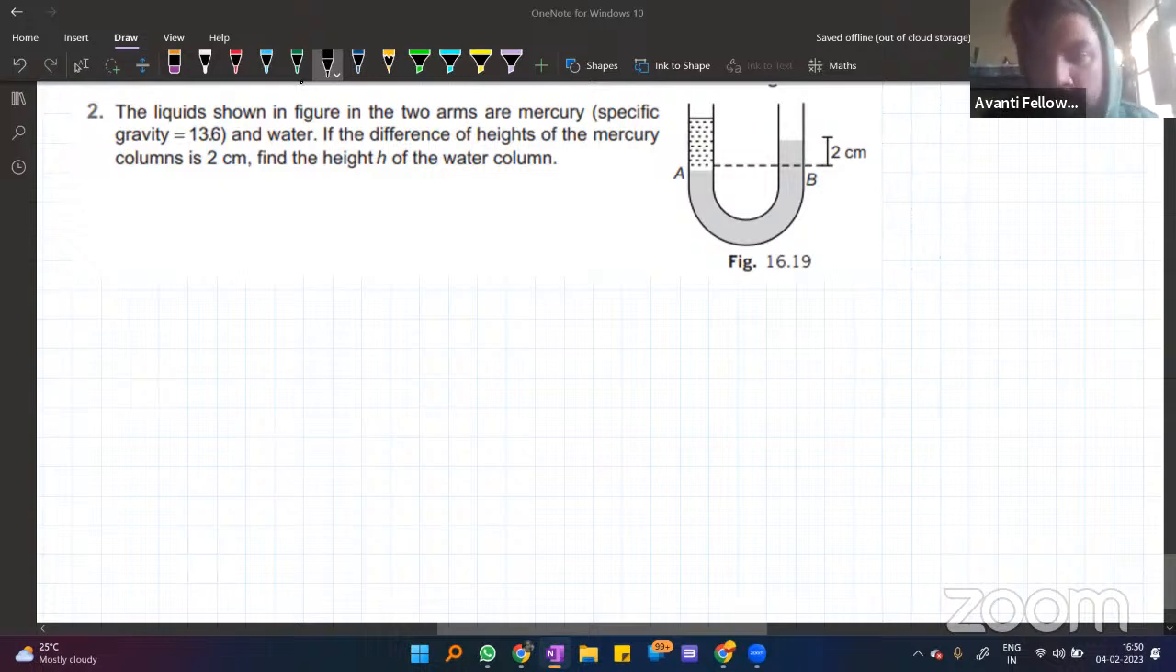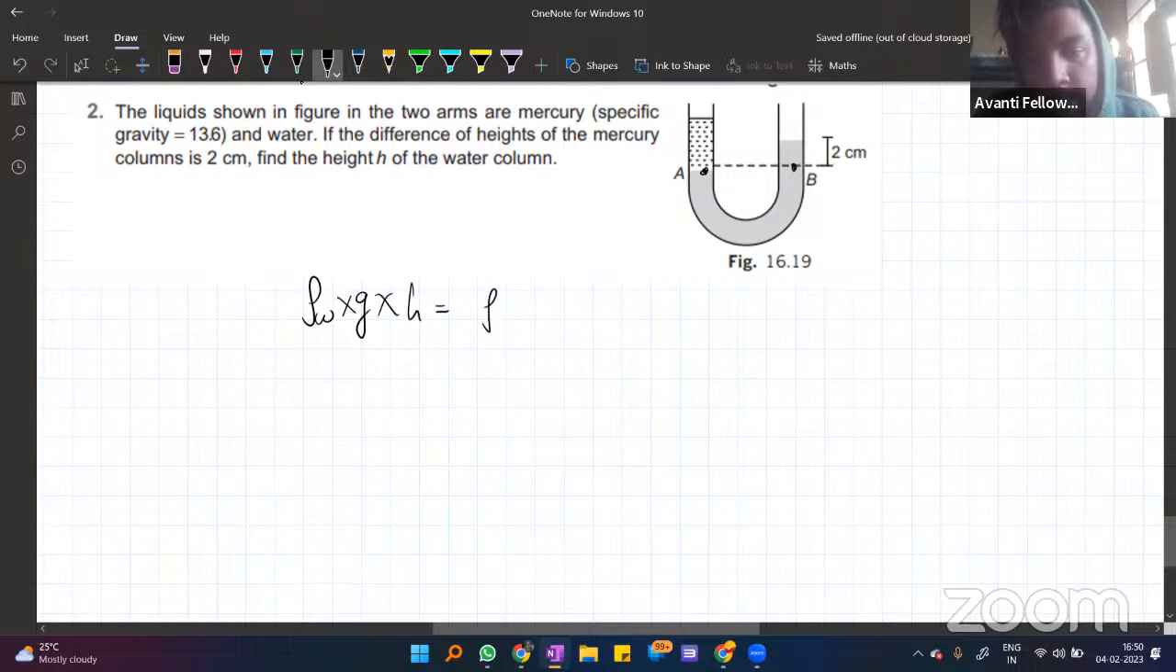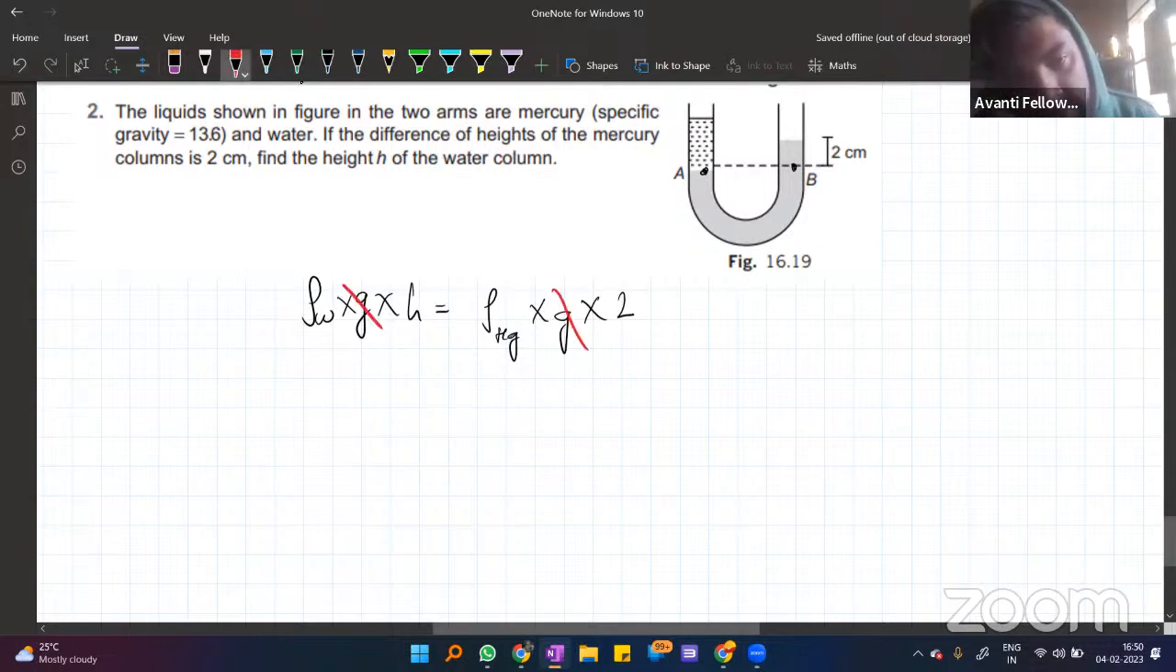Okay, let me solve this question. We know pressure at point A will be equal to pressure at point B, right? Pressure at point A will be equal to rho, that is water. So rho of water into G into height H will be equal to rho of what is that? Mercury into G into H, which is 2 centimeters. We are going to solve it using CGS unit. The G and G will get cancelled out.